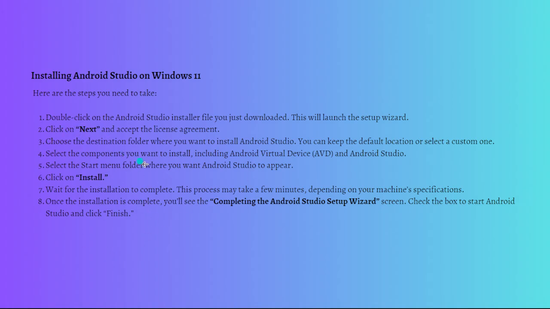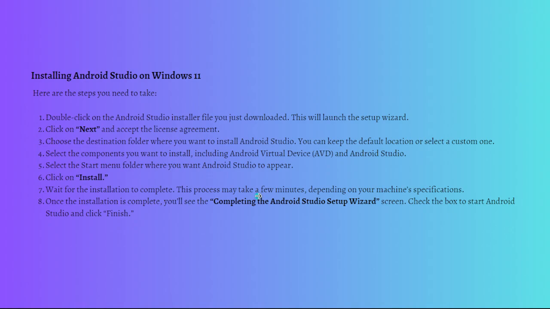First, double click the Android Studio installer file you just downloaded, and this will launch the setup wizard. Then click Next, accept the license agreement, and choose the destination folder where you want to install Android Studio. You can keep the default location or select a custom one. Then select the components you want to install, including Android Virtual Device and Android Studio, and select the Start Menu folder where you want Android Studio to appear, and just click Install and wait for the installation to complete.